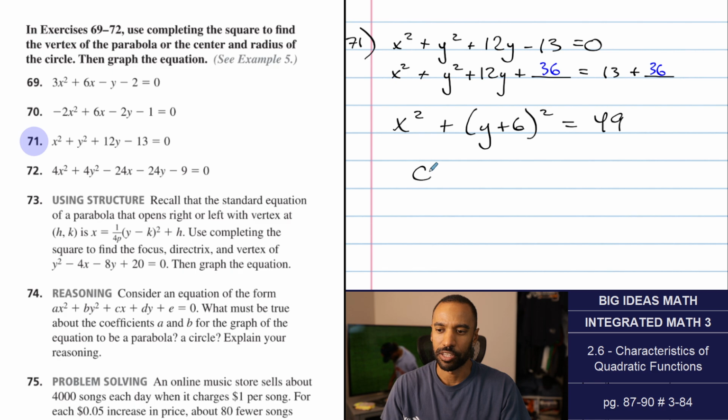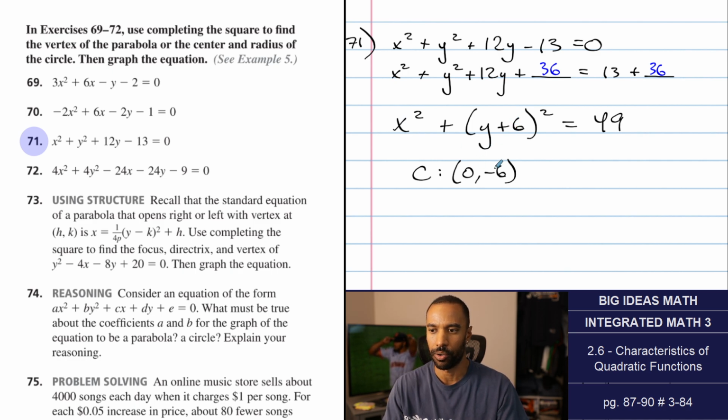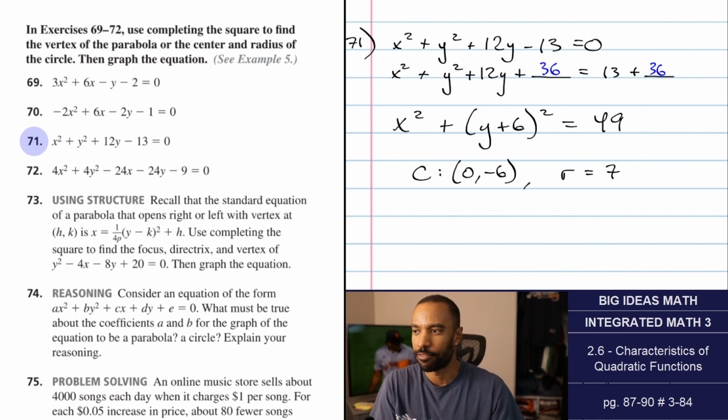This means we have a center. This is a circle. We have a center at 0, negative 6. The x portion is 0. That's opposite negative 6. The radius is the square root of 49, which is 7. So we're going to graph this.